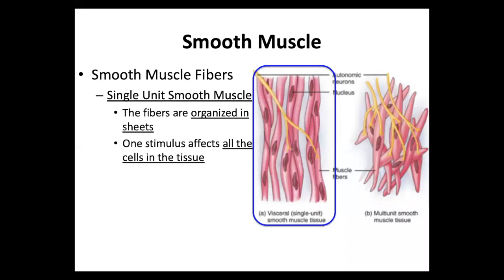And now single unit smooth muscles, these fibers are organized in sheets, meaning these bunch of fibers are all connected to each other and they are sharing one neuromuscular junction. This one neuron is telling all of these muscle fibers what to do. So they all count as one single unit. And this is another single unit. Same thing here, same thing here. So one stimulus is going to affect all of these cells.